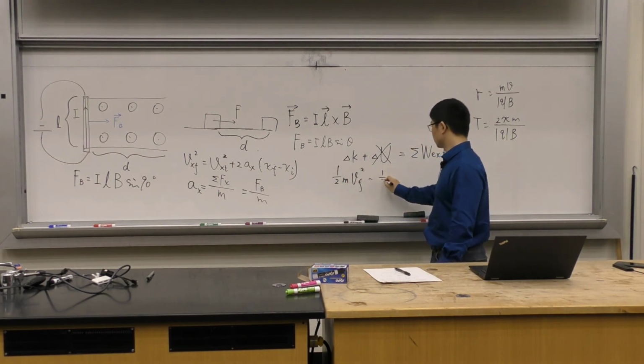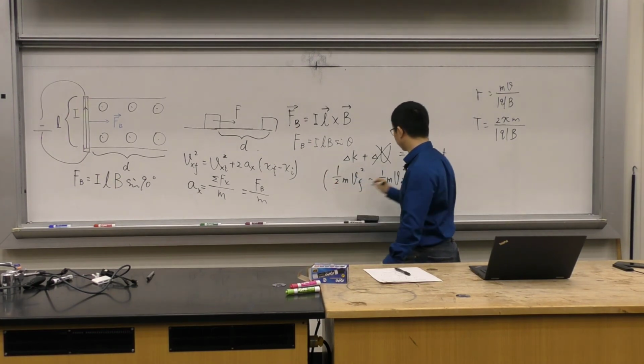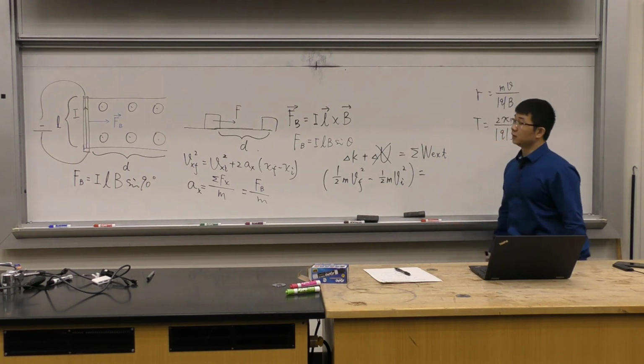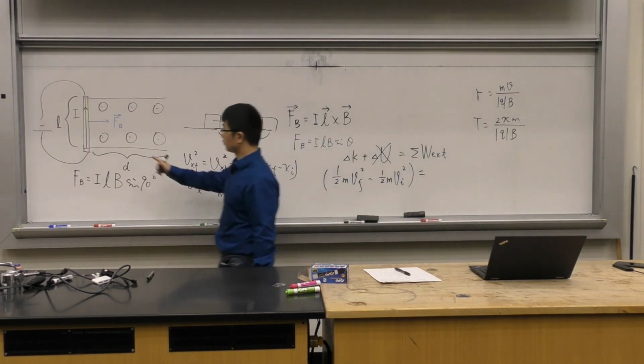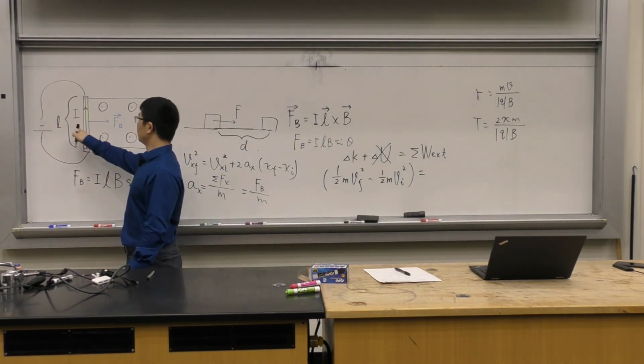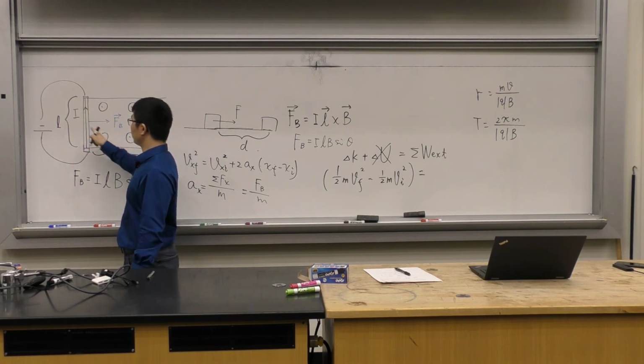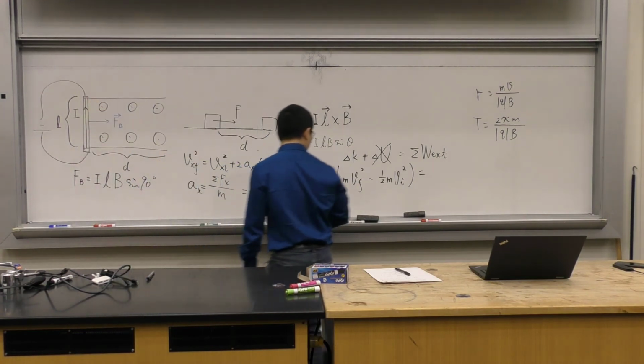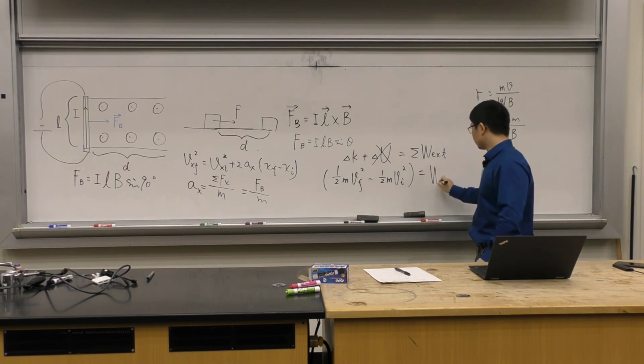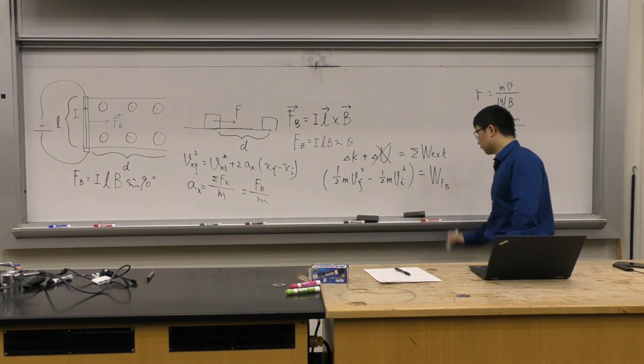Minus, right? This is the change in kinetic energy equals the work. Now this magnetic force is from the outside, right? It's from the magnetic field on this guy. So it's the external force on this moving bar. So that's when you do need the work done from the magnetic force, okay?